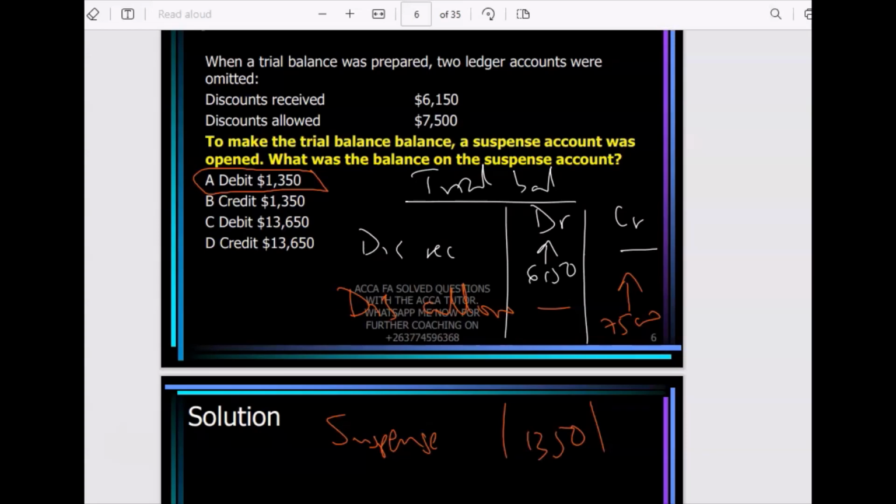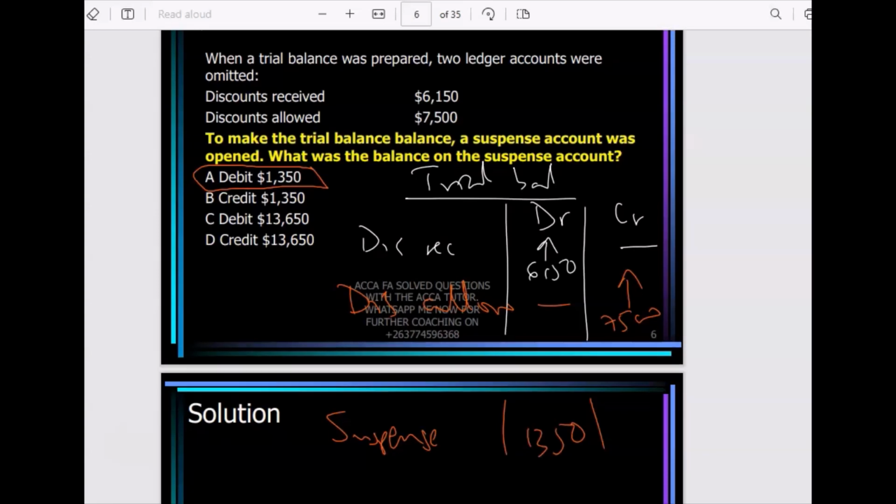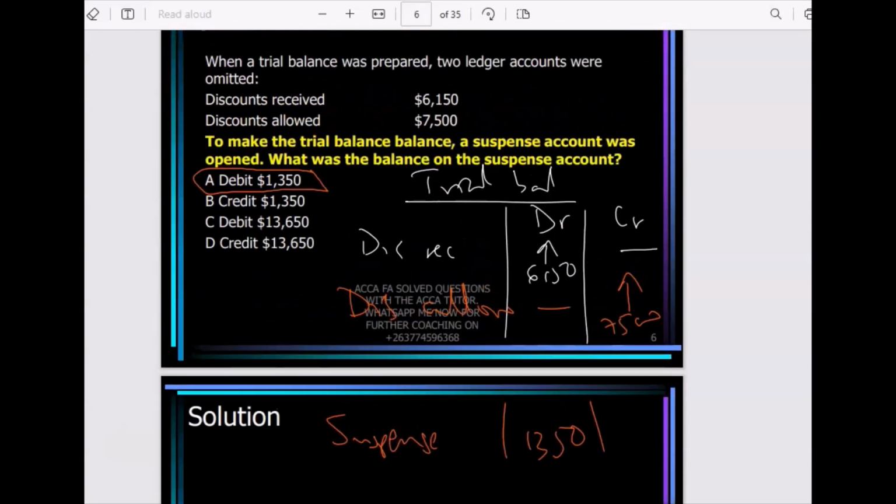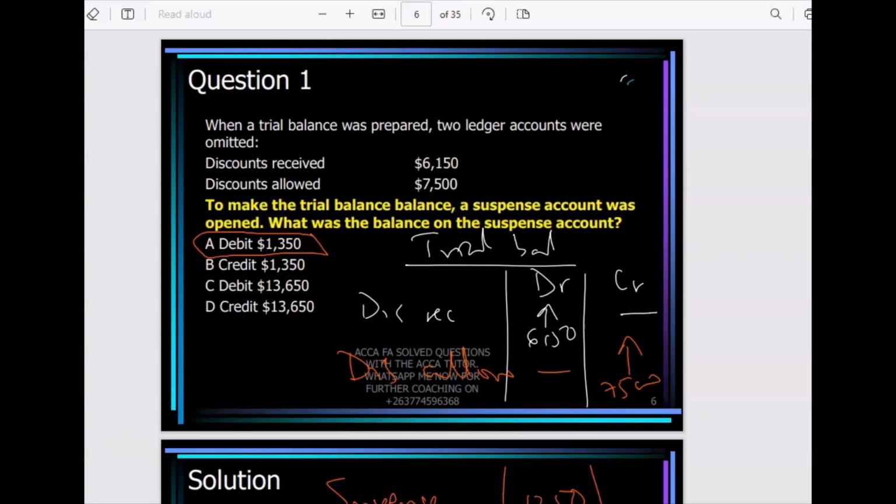However, somebody might be wondering, why are we saying there was an over or an under when there was an omission? The question says when a trial balance was prepared, two ledger accounts were omitted. These accounts had been input in the ledger correctly. So in the ledger they are there. But when we were extracting information for the purpose of the trial balance, we omitted them. Initially, when these transactions were entered in the ledger, the double entries were correct.